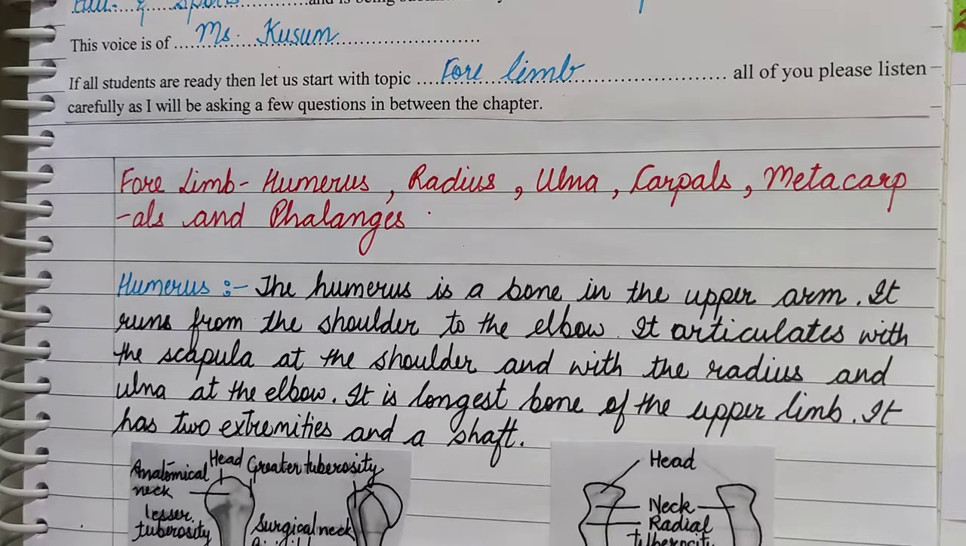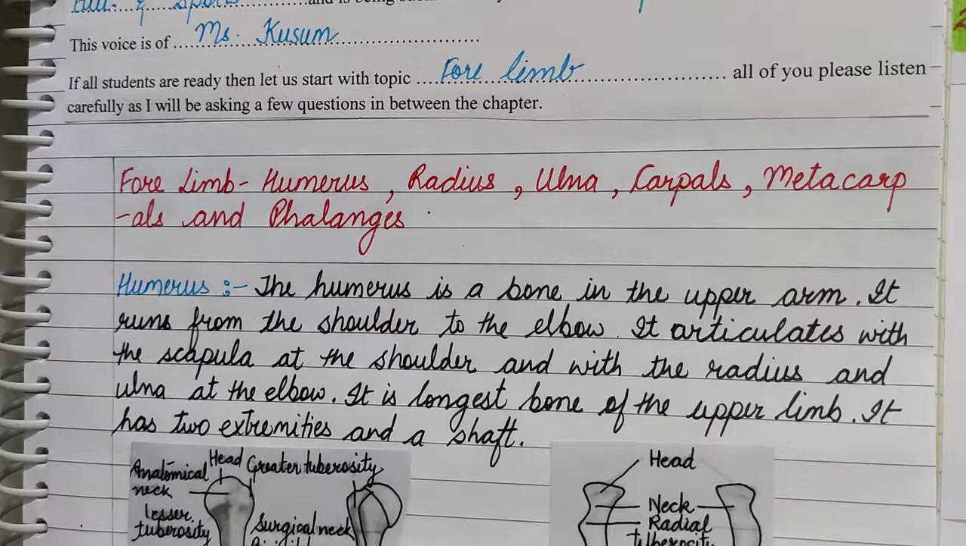All of you please listen carefully as I will be asking a few questions in between the chapter. Forelimb: humerus, radius, ulna, carpals, metacarpals and phalanges.